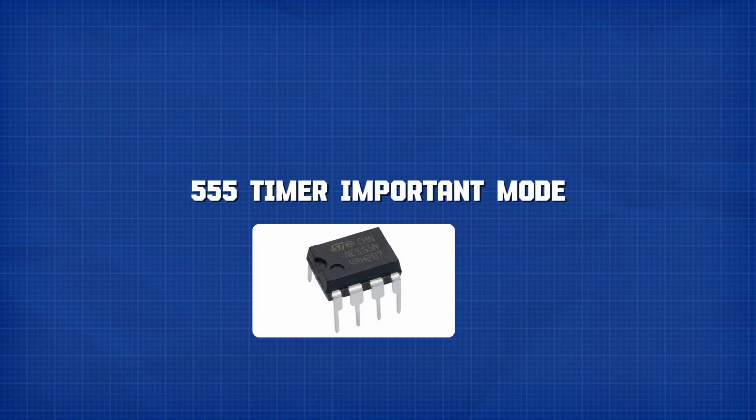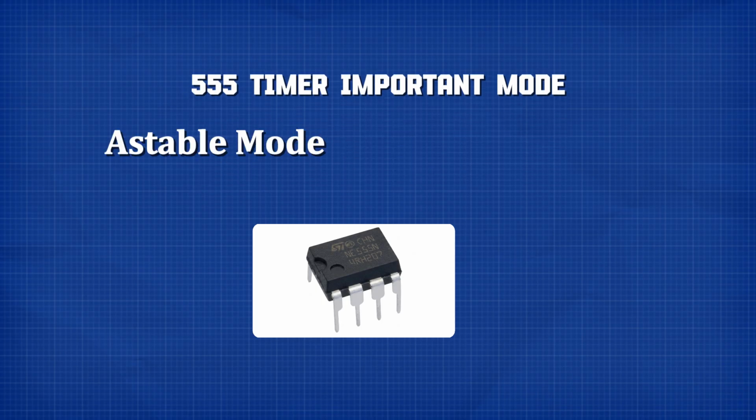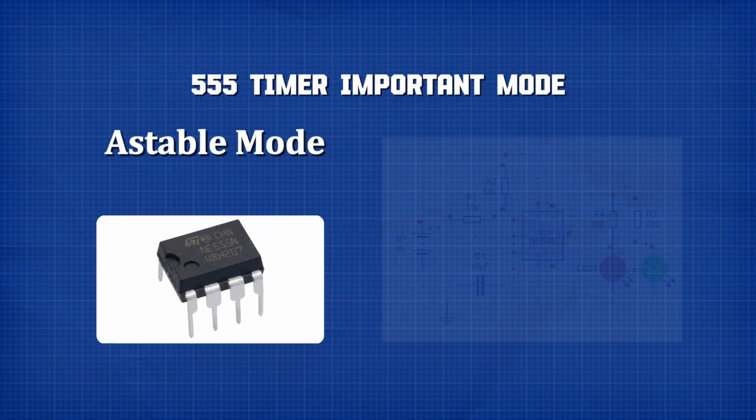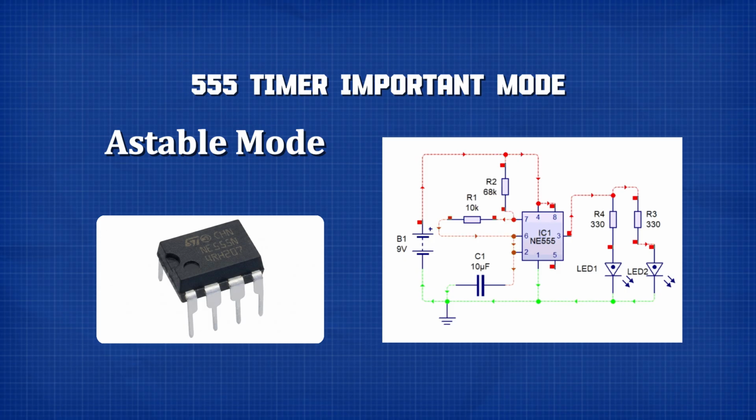Now let's talk about the first important mode, Astable mode. In Astable mode, the 555 timer works like an oscillator. That means it keeps switching on and off by itself. You do not need to press a button to trigger it again and again. Once you power the circuit, the output keeps changing from high to low, again and again. This is the mode used for LED flasher circuits.